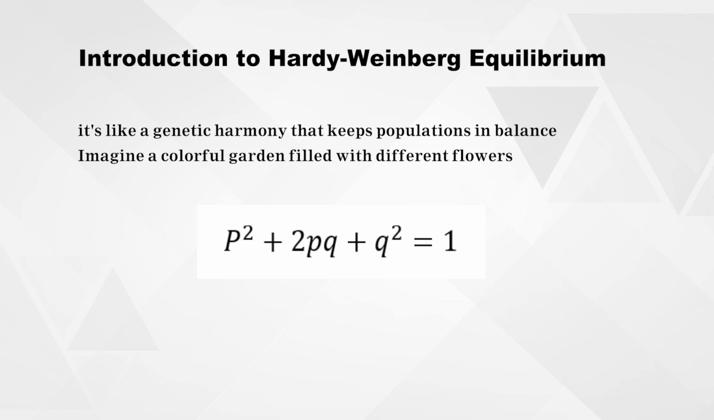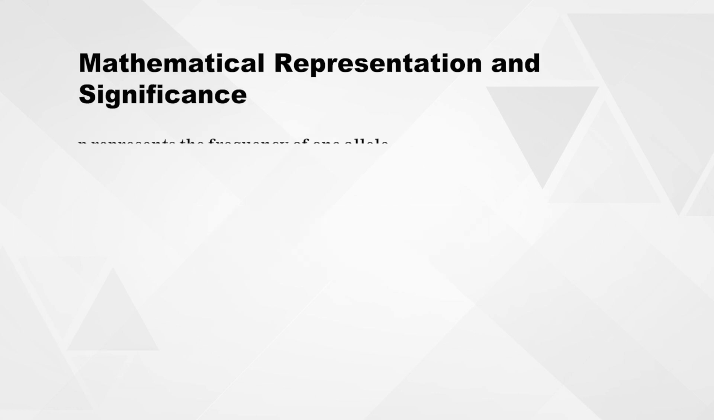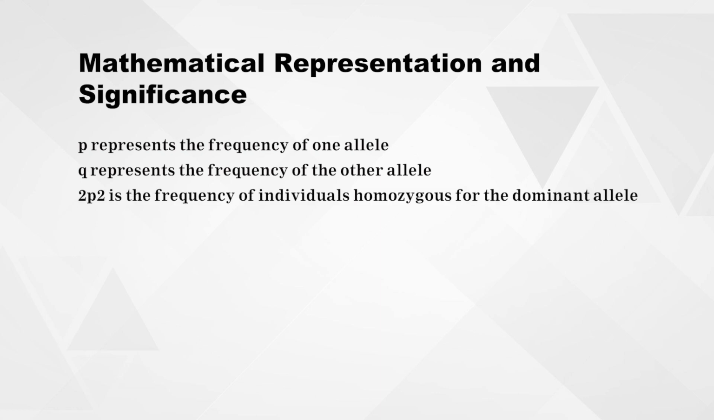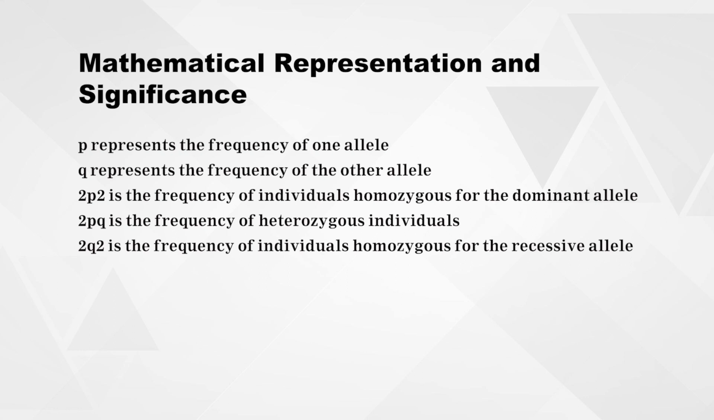I will briefly explain the different components. The p represents the frequency of one allele, usually the dominant allele. The q represents the frequency of the other allele, usually the recessive allele. So p squared and q squared represent the frequency of the homozygous condition for the dominant or the recessive allele, where 2pq is the frequency of heterozygous individuals.